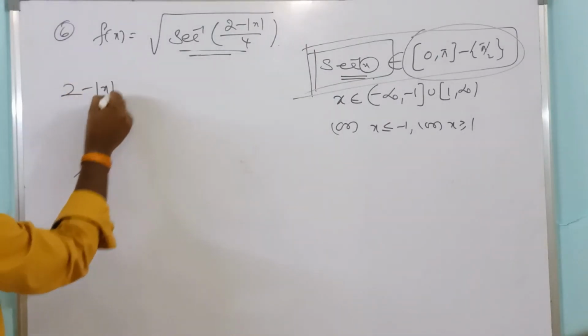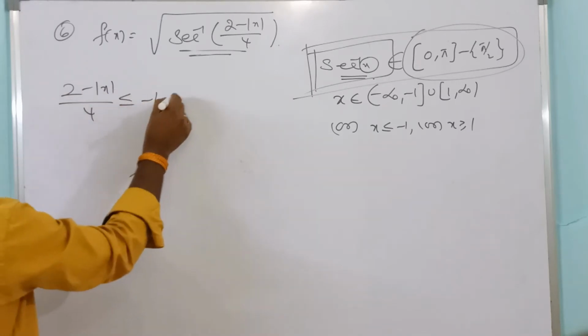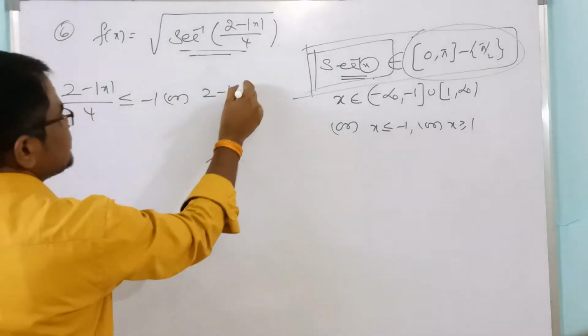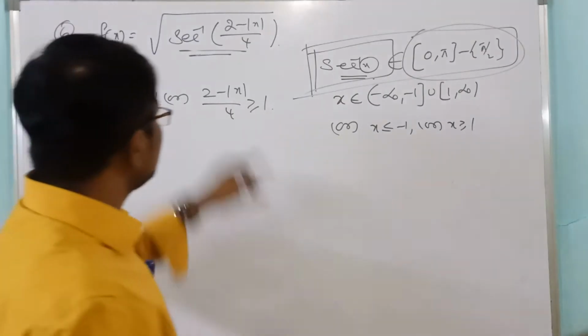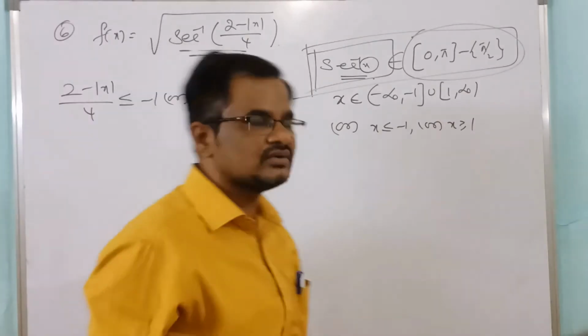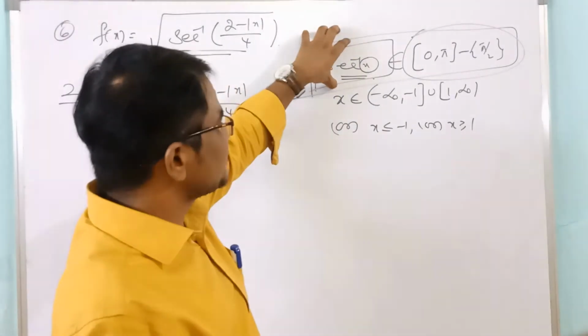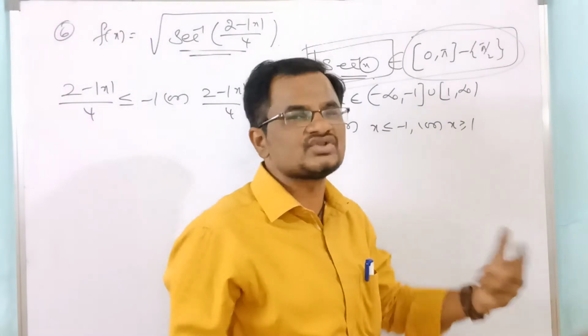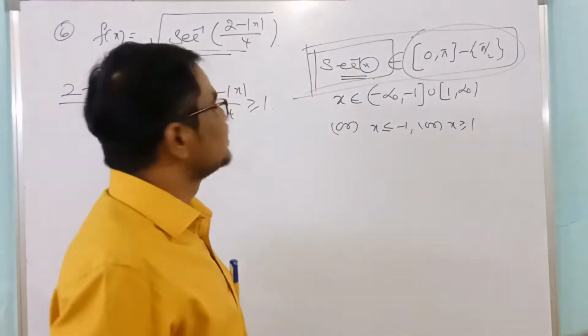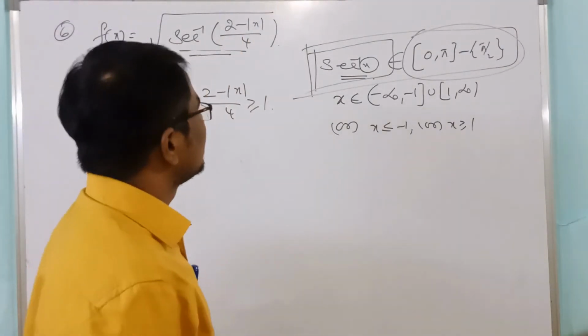Now 2 minus mod x by 4 less than or equal to minus 1, and 2 minus mod x by 4 greater than or equal to 1, right? So actually the under root value is greater than or equal to 0, but the range of secant inverse x is this one only, no? So there is no chance to get a negative value here.